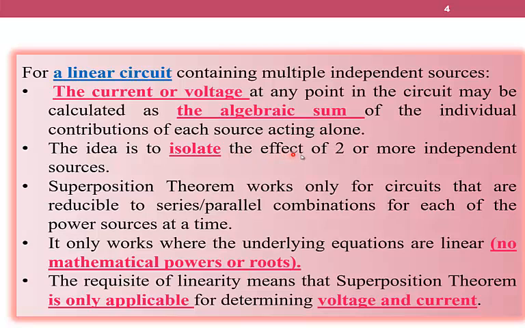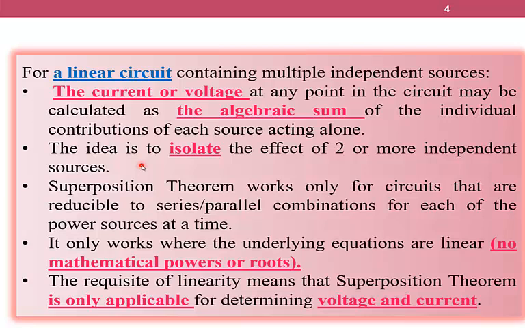The idea is to isolate the effect of the independent sources. For example, if we have an electric circuit with three independent sources, we are going to isolate the second and third independent sources and calculate the voltage that is coming from the first one. After that, we are going to cancel the first and third one and calculate the voltage that is resulting from the second source. After that, we are going to isolate the first and second and check the voltage that is resulting from the third independent source.